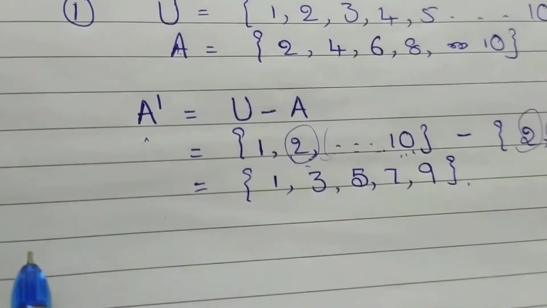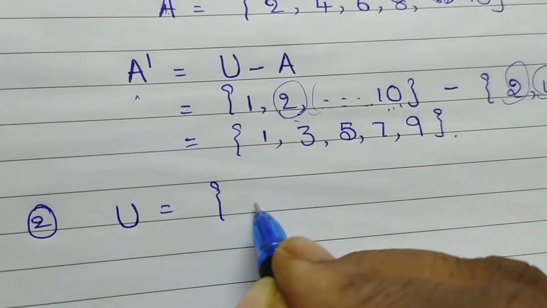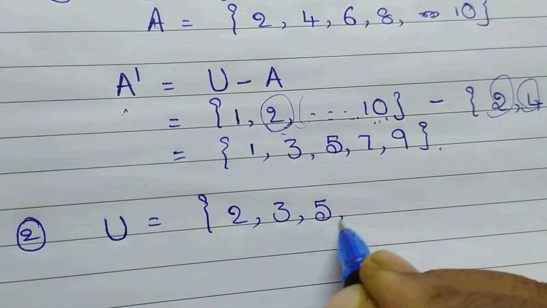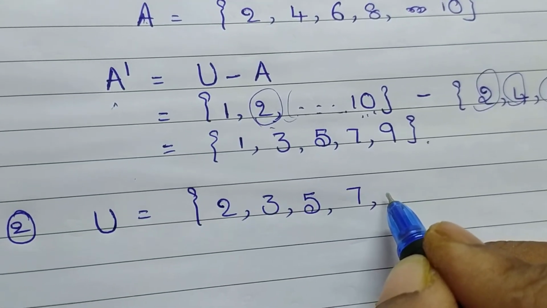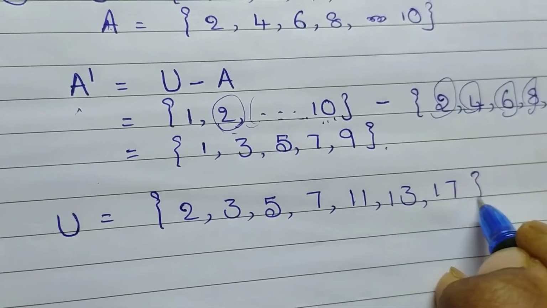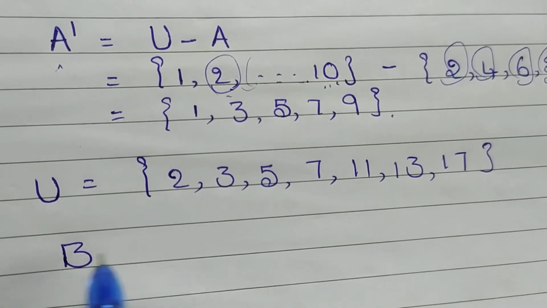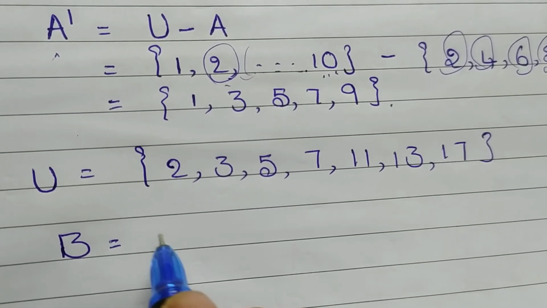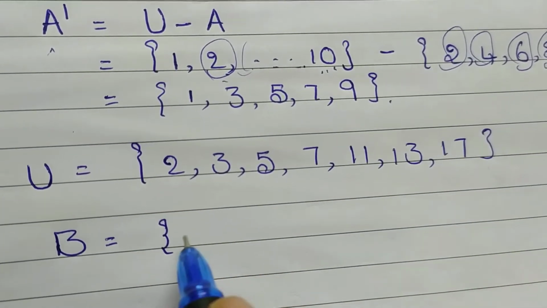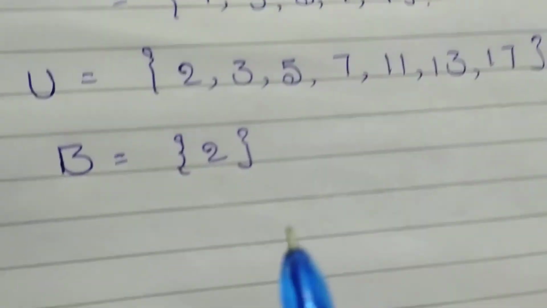Okay, let us take one more example. Suppose U is the universal set of all prime numbers: 2, 3, 5, 7, 11, 13, 17. So U is the universal set of all prime numbers. And B is the set containing the even prime number. Only the even prime number it contains. So 2 is the only even prime number we have.